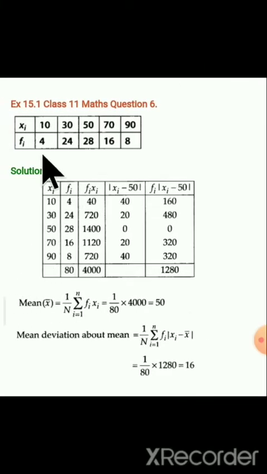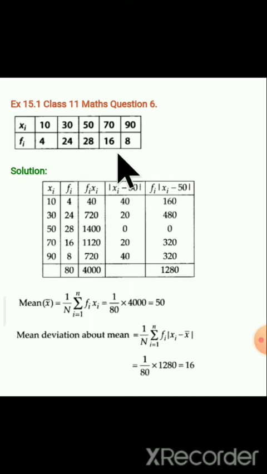Next question number 6. xi equal to 10, 30, 50, 70, 90, and frequencies 4, 24, 28, 16, 8. So here we have to find the value of mean deviation about mean.